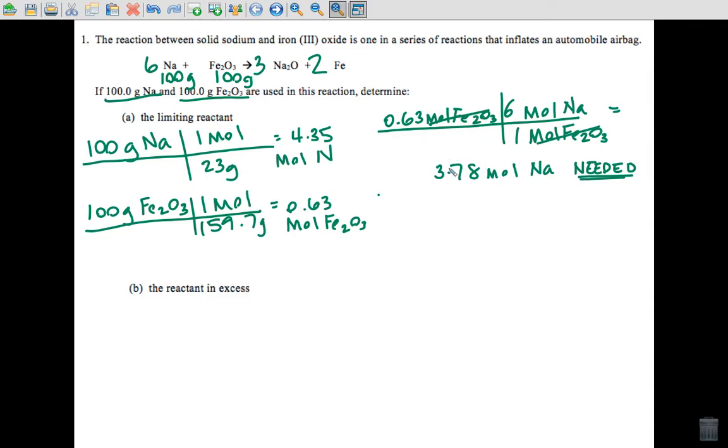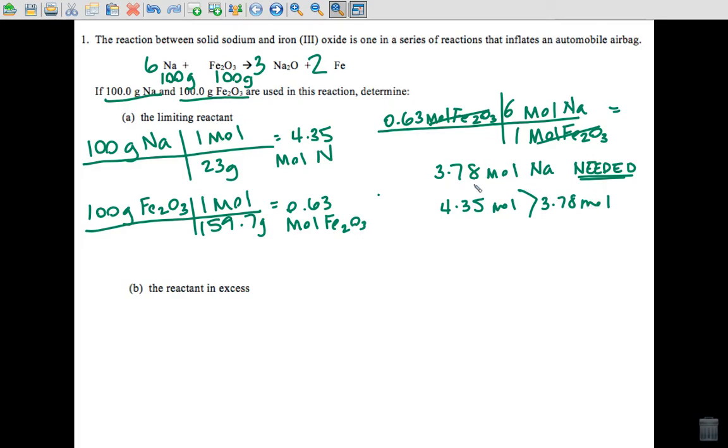Another way to look at it is, this is 6 times as much as 0.63. This is 6 times this. So what you're going to do here is you're going to look at how much Na you need versus how much you have. So you have 4.35 moles, and you need 3.78 moles. Well, 4.35 is greater than 3.78.